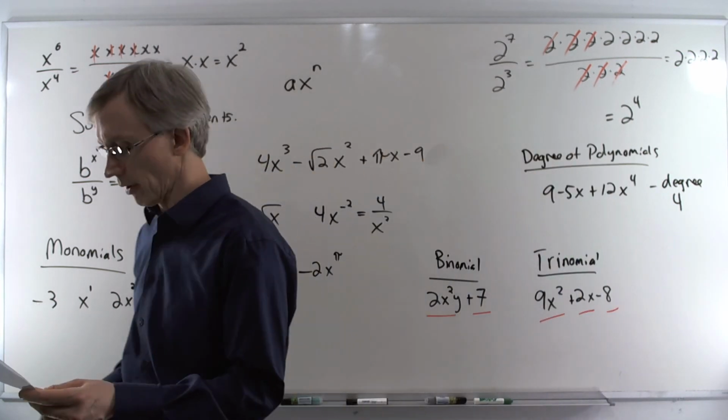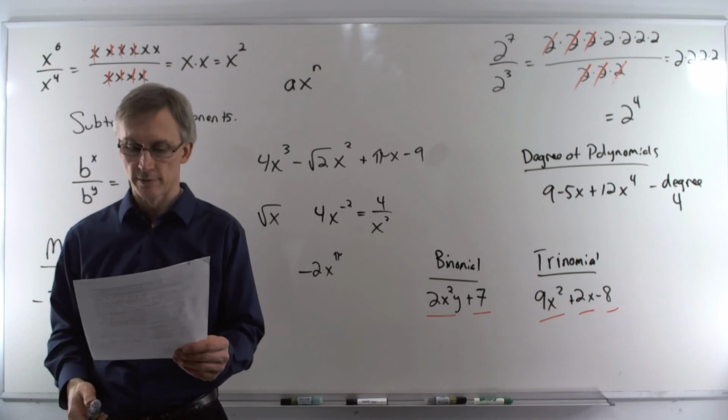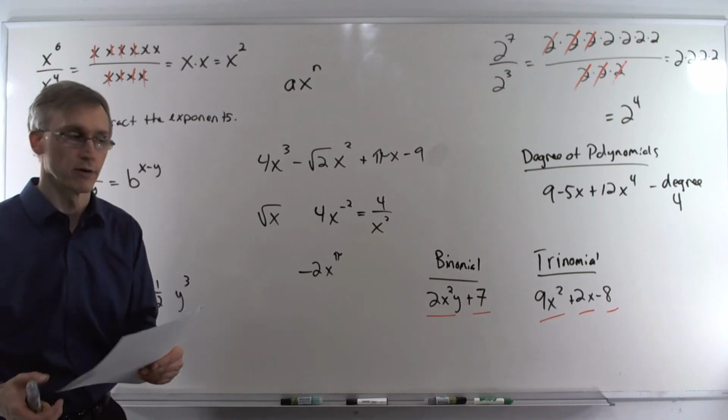All right, your turn number 1. Let's classify those two polynomials and state the degrees. For A, we have 2x squared minus 5, and B is just the number 4.